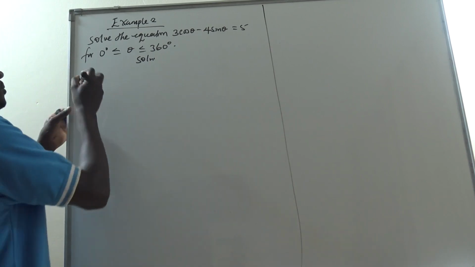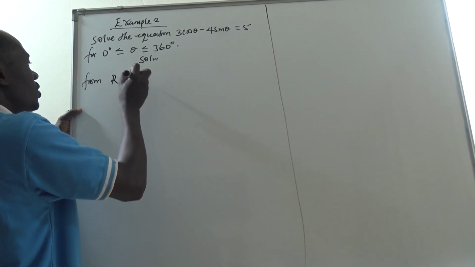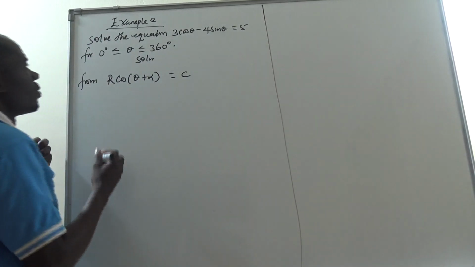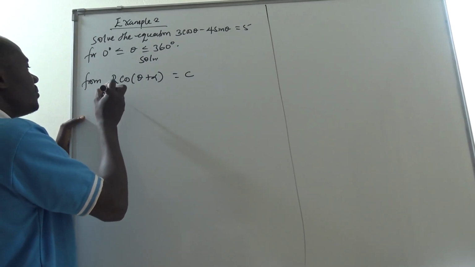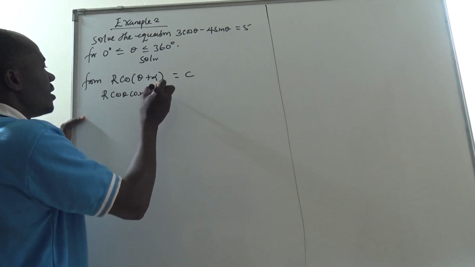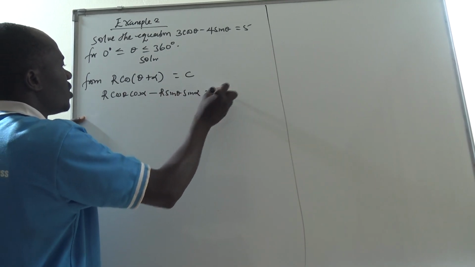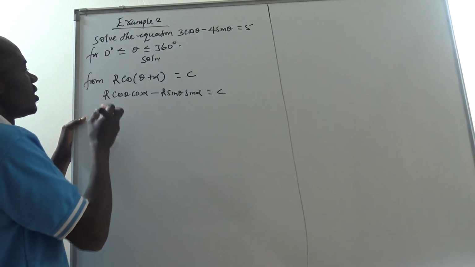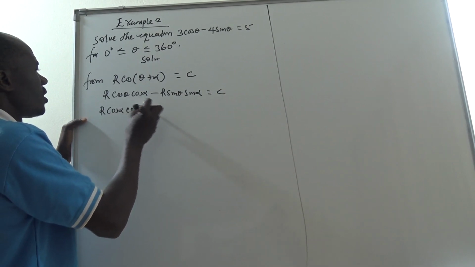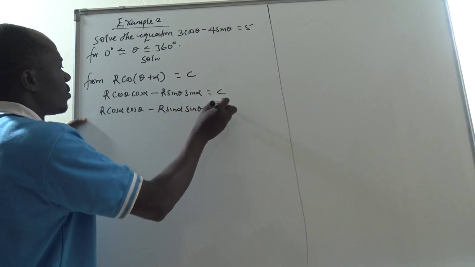So we are going to say, from R cos into theta plus alpha equals a constant C. If we try to expand this one, what are we going to have? We are going to have R cos theta cos alpha minus R sine theta sine alpha equals a constant. So we try to arrange it in that nature. It becomes R cos alpha cos theta minus R sine alpha sine theta equals C.